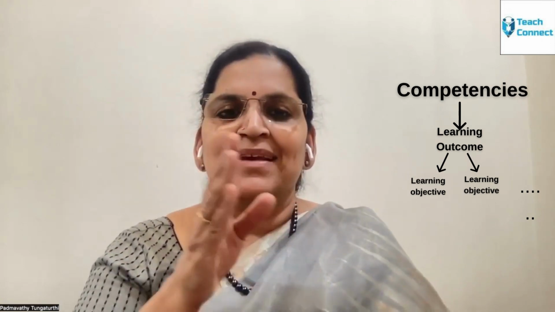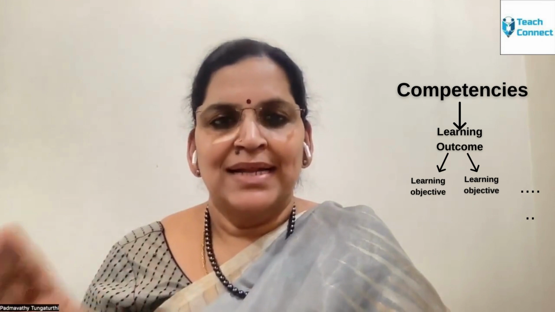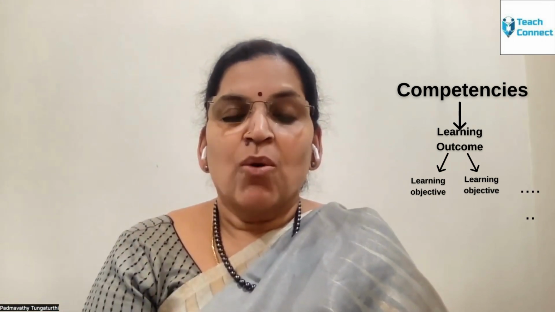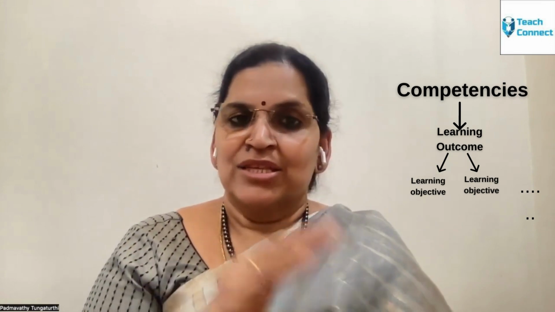Having understood the meaning of competency, learning outcome, and learning objective, now we should look at what are the areas the child should be aware of. The teacher should be first aware of these 5 areas, where the teacher can frame a particular lesson plan and see that the learning outcomes are achieved.